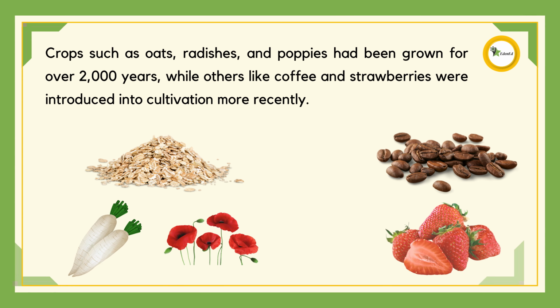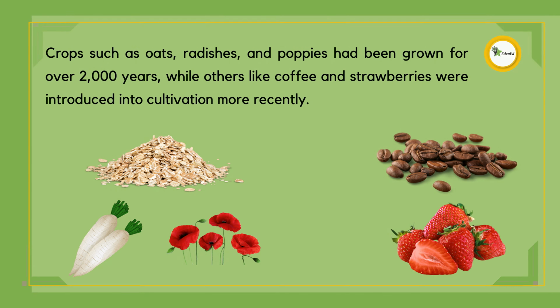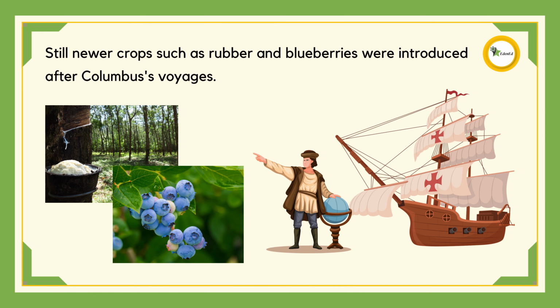Crops such as oats, radishes, and poppies had been grown for over 2,000 years, while others like coffee and strawberries were introduced into cultivation more recently. Similarly, New World plants such as maize, tobacco, and sweet potatoes had long histories of use, with others, like potatoes, tomatoes, and cotton, cultivated prior to the Columbian Exchange. Still newer crops such as rubber and blueberries were introduced after Columbus's voyages.